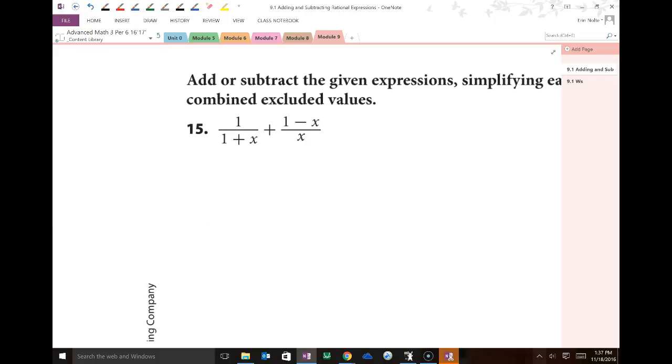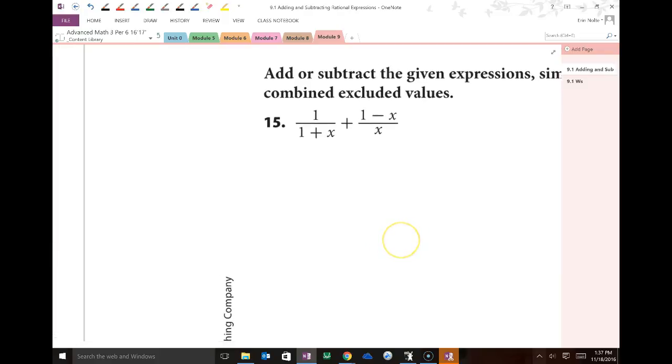Okay, so this question right here, we're adding fractions. So what's my step 1? Find the common denominator. All right. Sounds easy enough. What's my common denominator? X. Wait, no. This case. 1 plus x? Is that it?